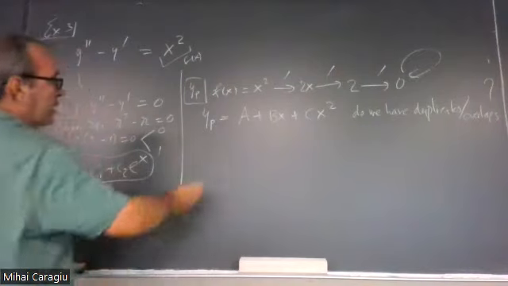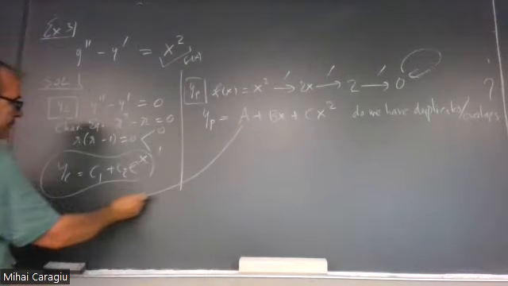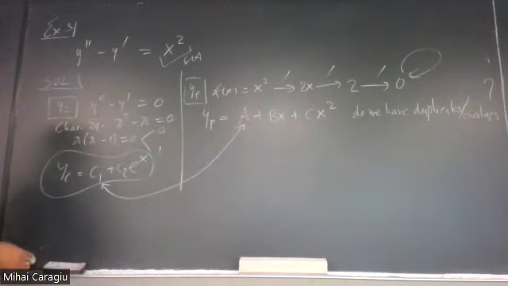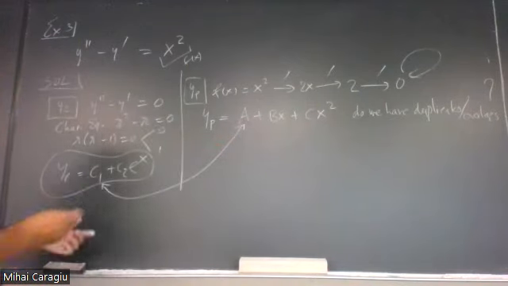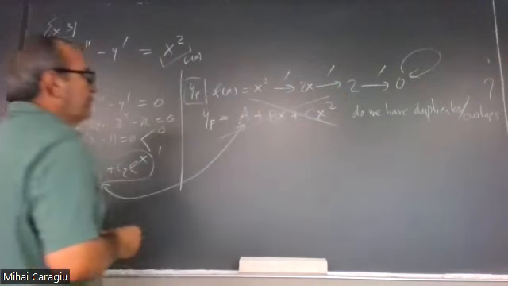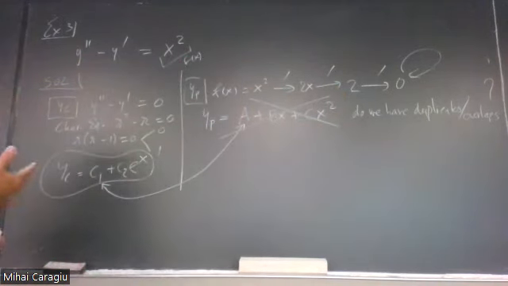Look at y sub c. These three terms are of the same nature with c1. So yes, we have duplicates. Since we have duplicates, we have to reject this y sub p. Once we reject y sub p, multiply y sub p by the smallest power of x such that there are no more duplicates.